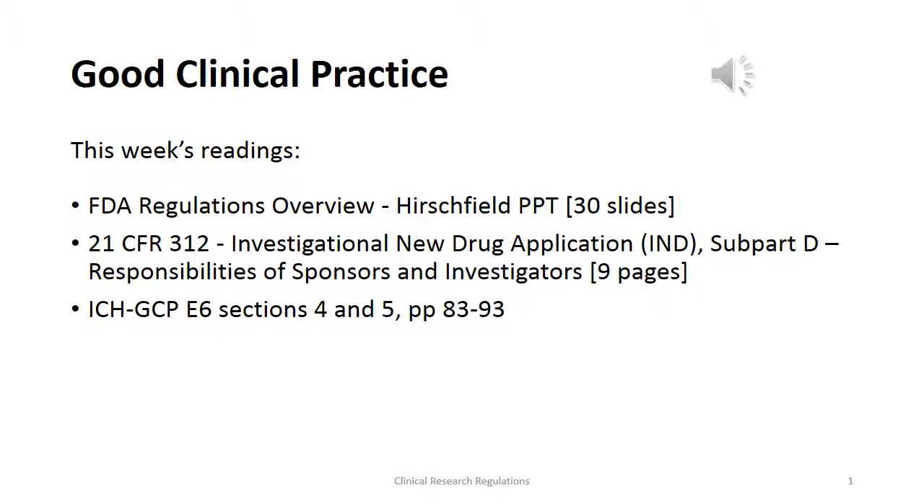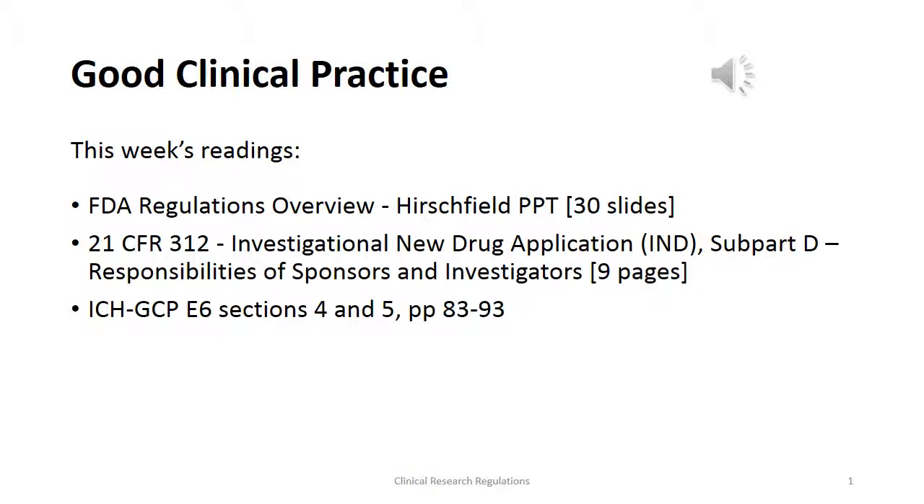And then our good clinical practice requirements are contained basically in two places. We have 21 CFR 312, which is the investigational new drug application, subpart D, which is the responsibilities of sponsors and investigators. I'll put the link out there on Blackboard to that specific regulation, and it's about 9 pages. So I'd like you to read through that and be familiar with it. I don't think it'll take you very long to do that.